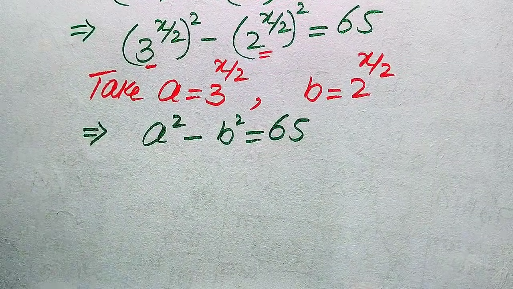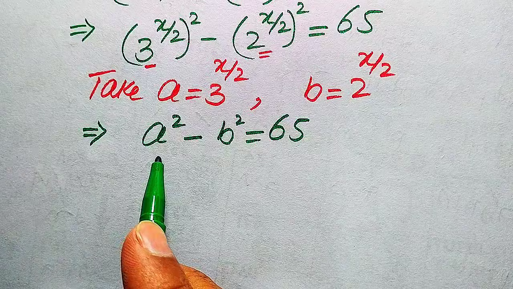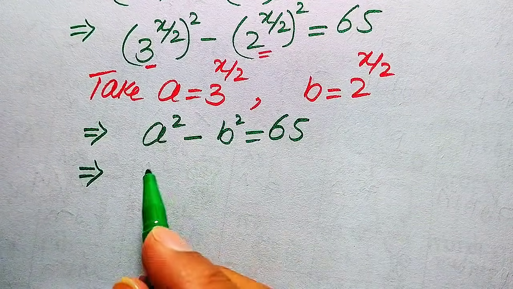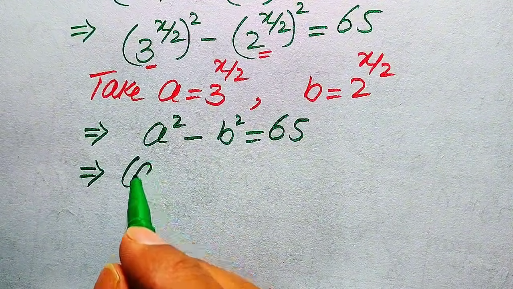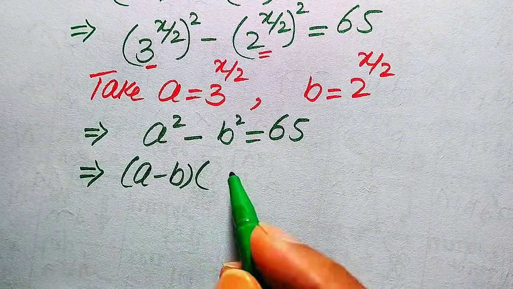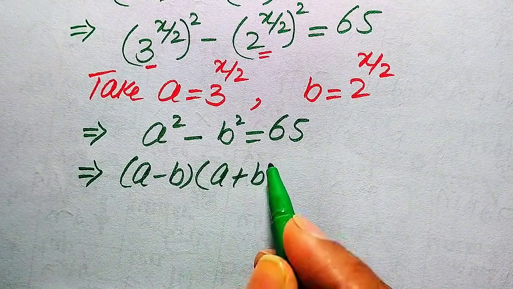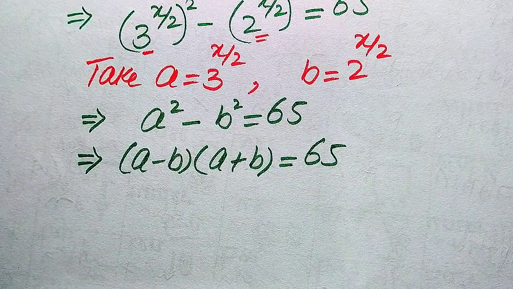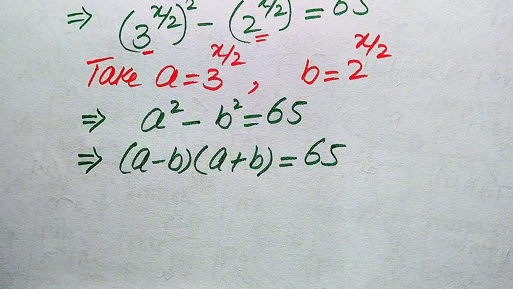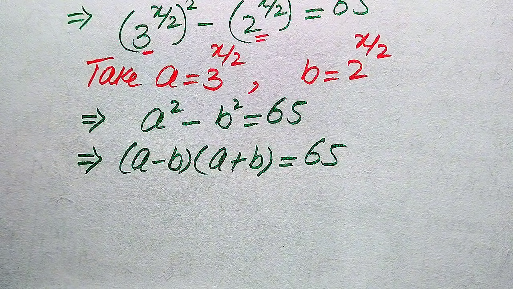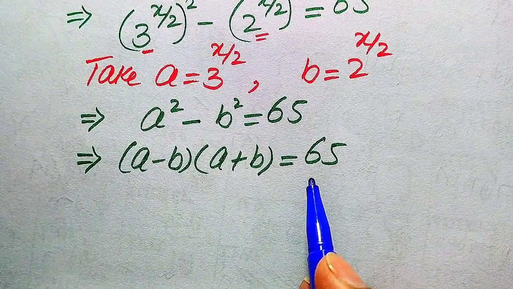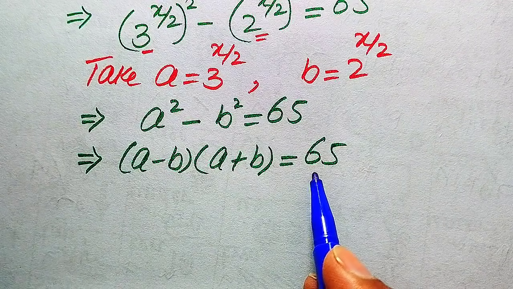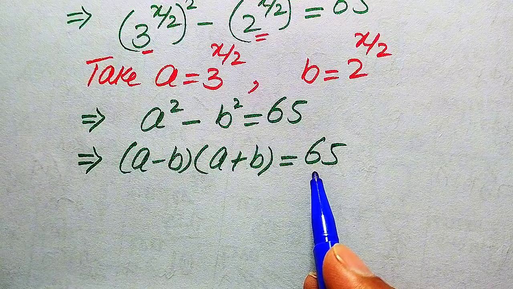And further here in the next step we need to focus on the left hand side, and you see here this is the very famous formula, a square minus b square becomes a minus b times a plus b. And in the right hand side we have 65. So here you see that in the left hand side we have two factors multiplied by each other, but in the right hand side we have only one factor, that is 65. So here we need to find the integers whose product becomes 65.